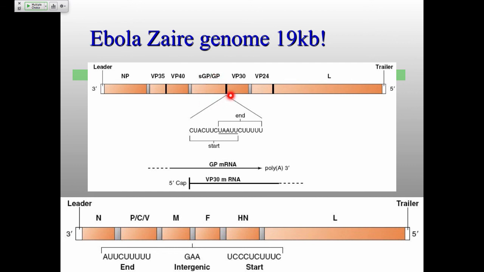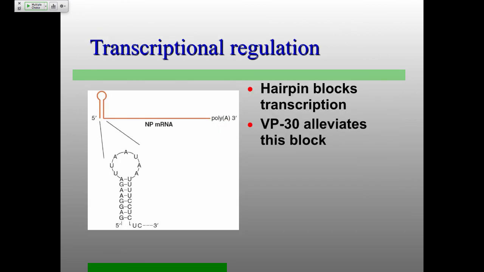Slight difference here in terms of the stopping and starting. In some cases, in these filovirus genomes, you don't have a big separation like you do in the paramyxo and the rhabdos. These guys actually overlap with each other. I mentioned, quote-unquote, transcriptional regulation. Again, it's about VP30. In the absence of VP30, you block messenger RNA formation. The presence of VP30 allows messenger RNA formation.